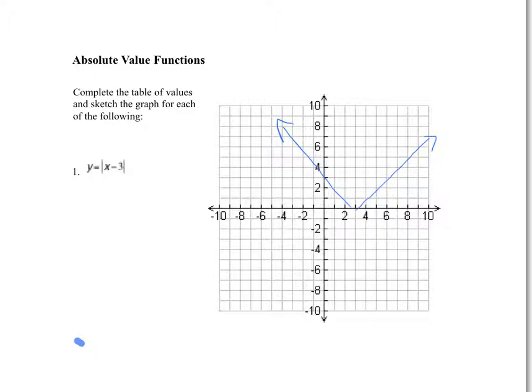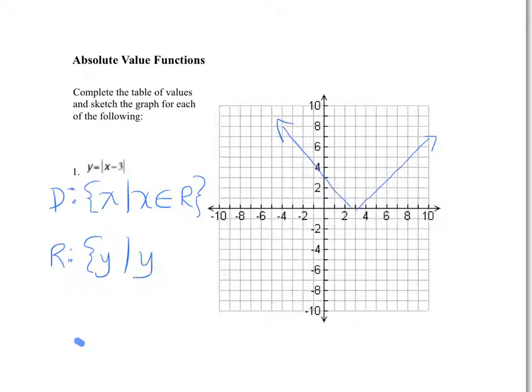And this graph you could get either by graphing on your calculator or by filling in that table of values and graphing it. What would you say the domain of that function is? All real numbers, that's what that means, right? The domain is x such that x is an element of the set of real numbers, which means x can be anything. What about the range of this one? y is greater than or equal to 0.